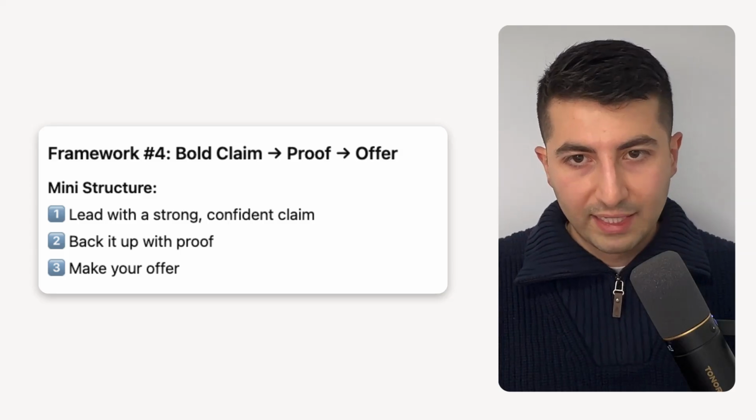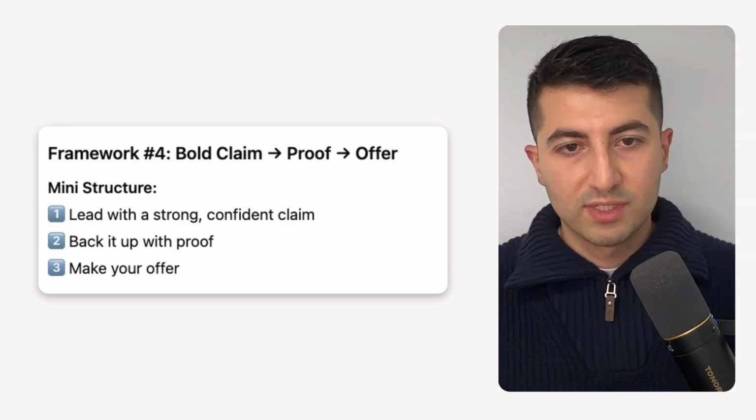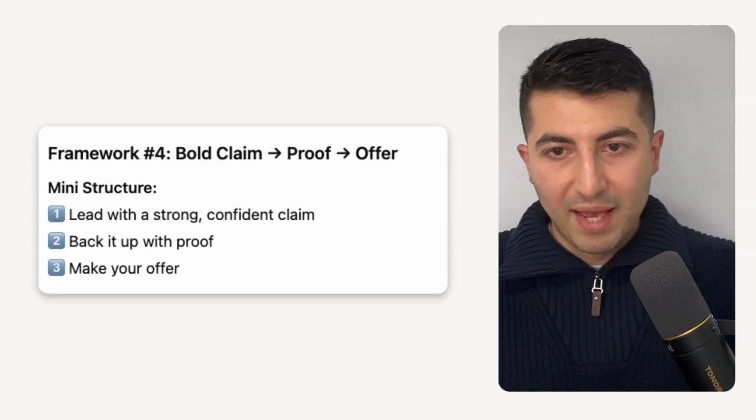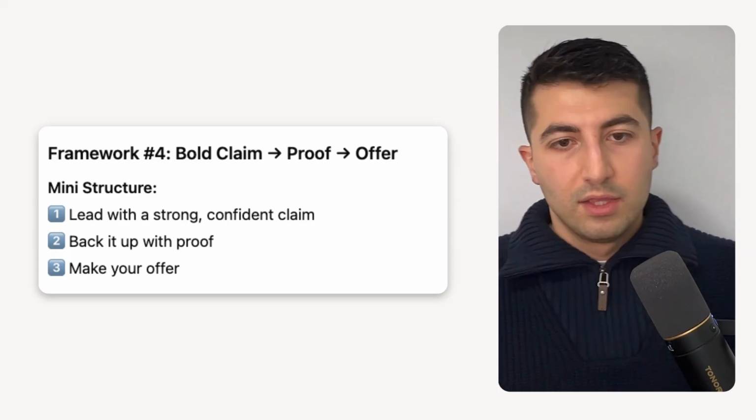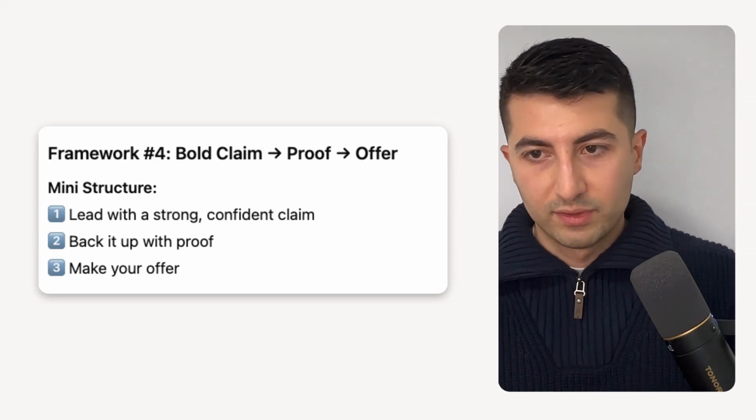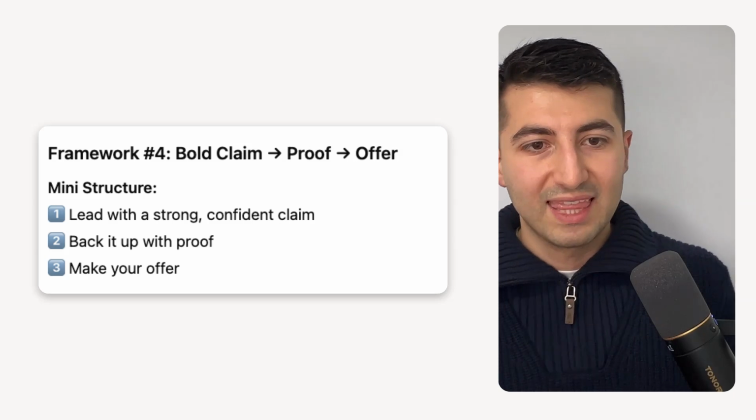Framework number 4, bold claim, proof, and offer. The structure is going to be as follows. Make a bold claim, back it up with proof, and make your offer. This one's designed for confidence and authority. Lead strong, show credibility, then invite them in.